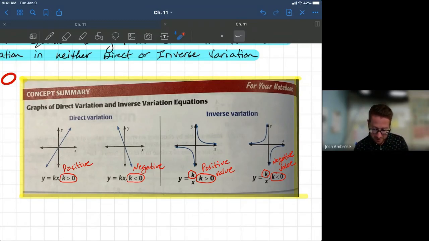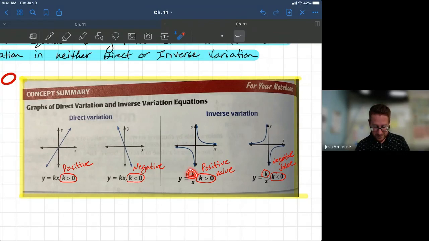All right, but here's how inverse variation changes. This looks drastically different. You have 2 parts for starters, which is kind of different. You haven't had this yet. You've dealt with parabolas. The shape is similar to that parabola shape. However, you will have 2 of these. All right, and that is important to note.